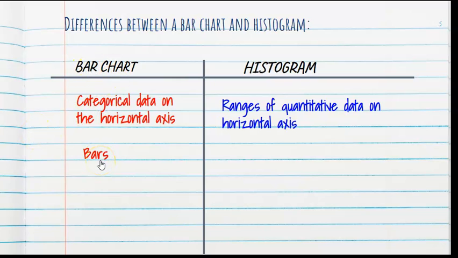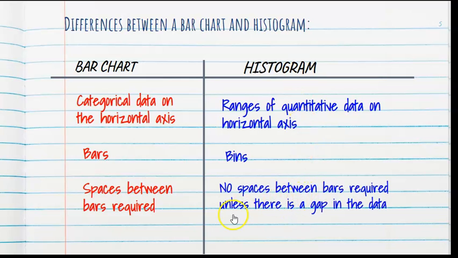On a bar chart, we do create bars, yes. On histograms, I call them bins, right? Those bars are called bins. On a bar chart, spaces between the bars are required. They are not to touch on a bar chart in most cases. Sometimes they do, but in most cases they don't, just for easy reading. But on a histogram, there are no spaces between the bars unless there happens to be a gap in the data, like there's no data in that range of values. So you want them to touch unless there is a gap in the data. So make sure you can differentiate those things.